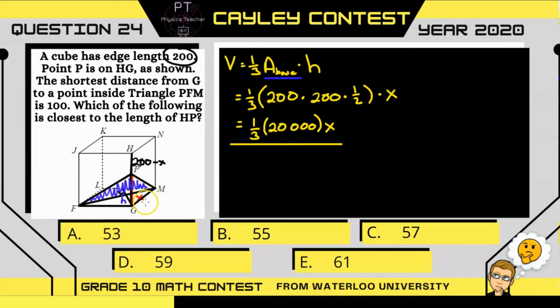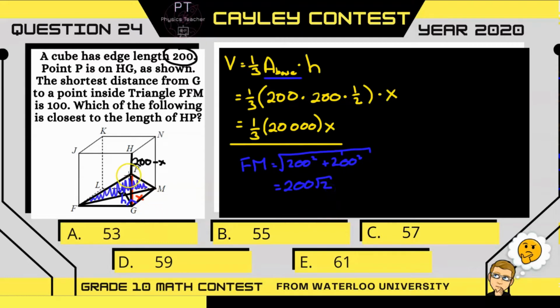To find the length FM, I can go back and look at this triangle FGM. Now that's a right angle triangle right here. Since it's a right angle triangle, I can use Pythagorean theorem to say that FM is the square root of, this would be 200 squared plus, and this length would also be 200 squared. So that gives me a length of FM as 200 times root 2.